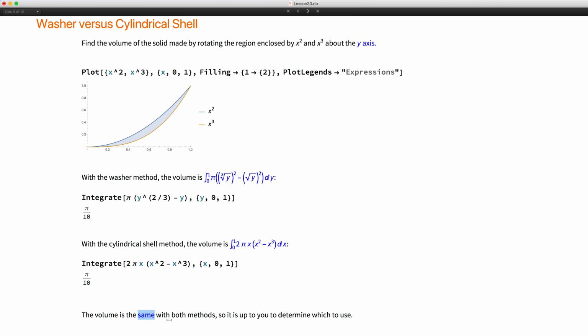Well, that's up to you, but typically the cylindrical shell method works well when the axis of the cylinder is the same as the rotation axis.